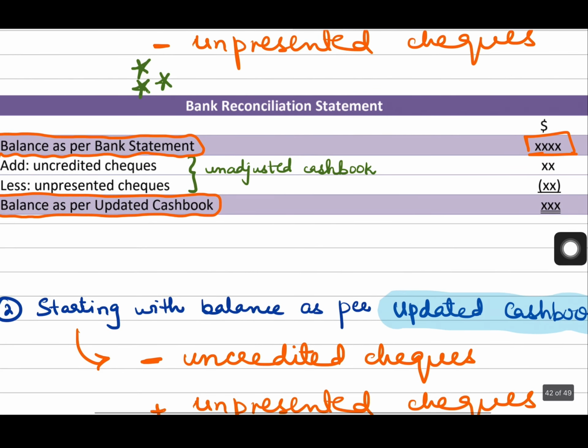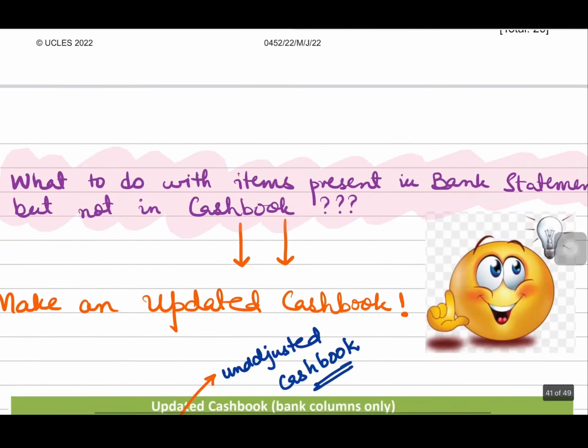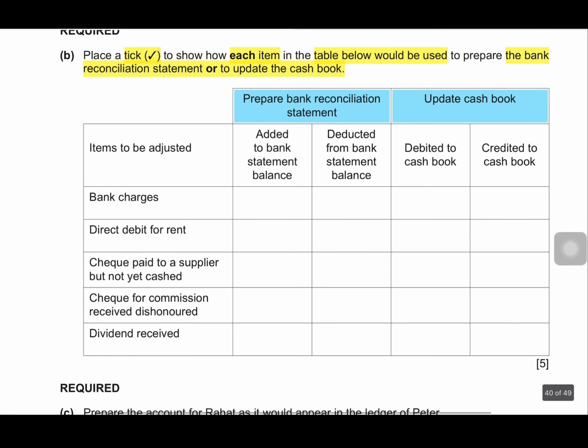And how do we prepare a bank reconciliation statement? We add or subtract unpresented checks and uncredited deposits. We adjust only these two items in the bank reconciliation statement because they are present in the cash book but not in the bank statement, usually due to timing differences. Now keeping this in mind, let's solve part B. It says the first is bank charges. Bank charges, where would that be recorded?